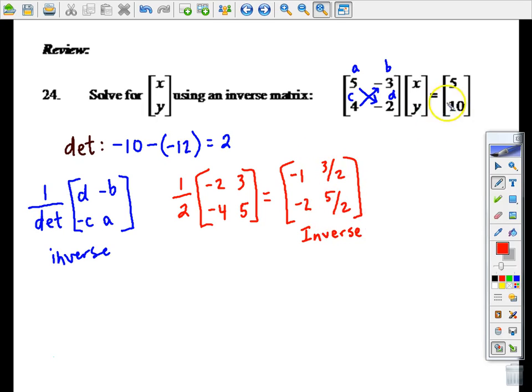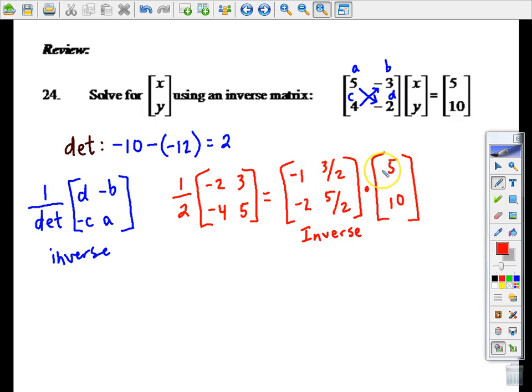And the inverse then multiplies, it technically multiplies on both sides, but I just need to show multiplying by the inverse on the right side. And it is important, it does matter, that when you multiply, the inverse has to go on the left.